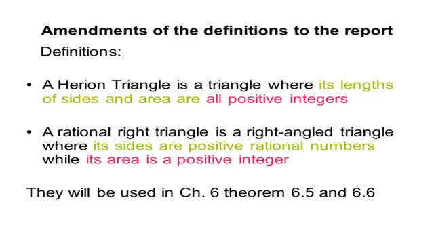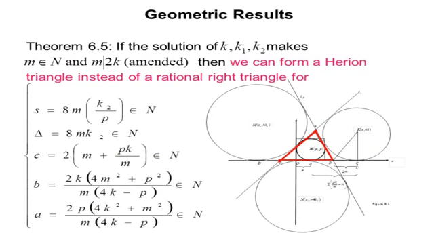But before we start, I would like to give amendments to the definitions in the report, which are the definitions of Heron triangle and rational right triangle. Their definitions are as follows, and they will be used in chapter 6, theorem 6.5 and 6.6. That is the geometric results. Please be noted that here m is a natural number and is a factor of 2k, and we can construct a Heron triangle like this, but it is not a rational right triangle.